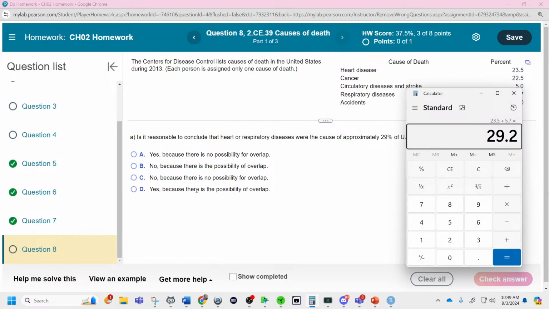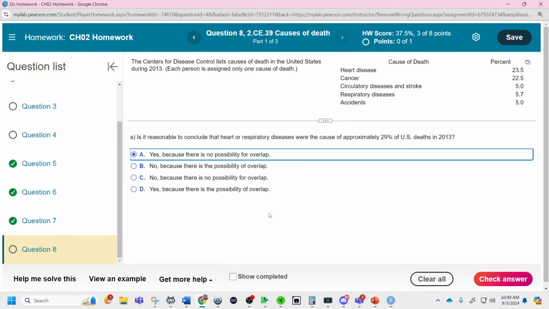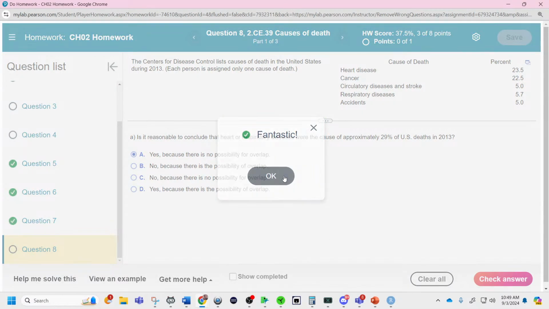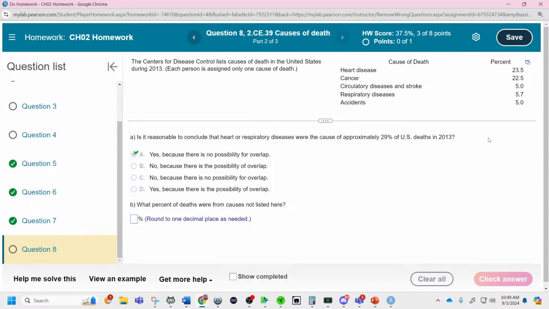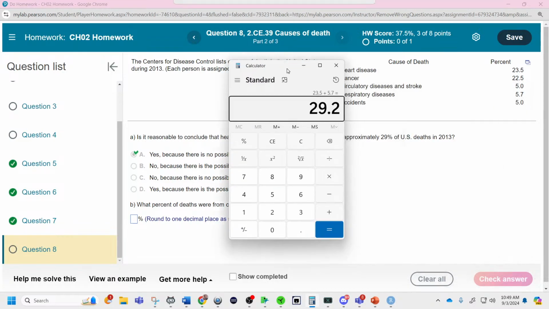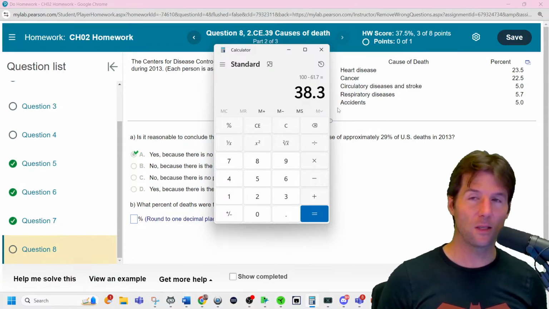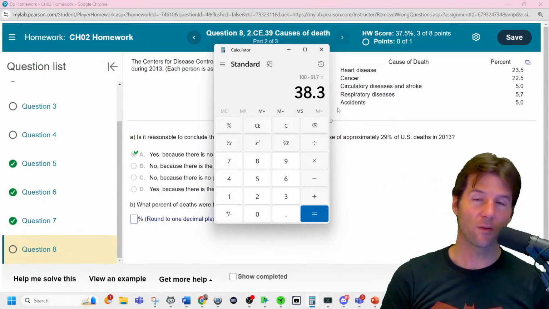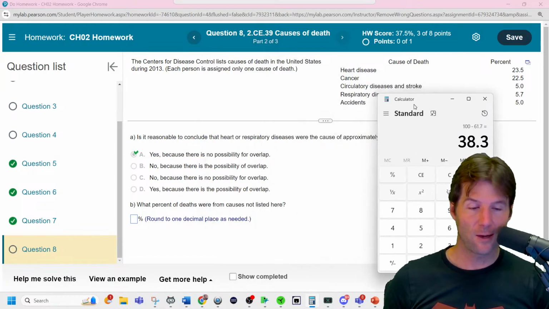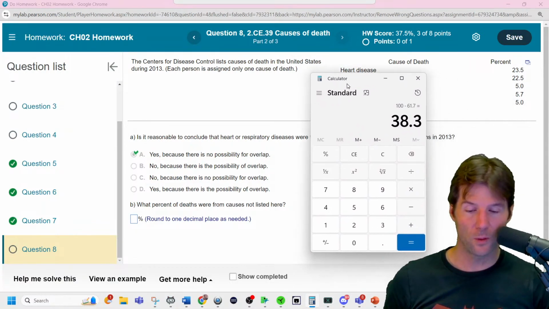Yes, there's no overlap because they're going to mark one thing. It's a little bit of a weird question. What percent of deaths were not listed? We're going to add up all these totals right here to find out the missing category. 23.5, 22.5, 5.7, 5, and we get that and we subtract from 100. So the methodology, once again, I want to say it again, is to add up all those, subtract from 100. So if you were to add up this now, you should get a total of 100 when you add up all those numbers.